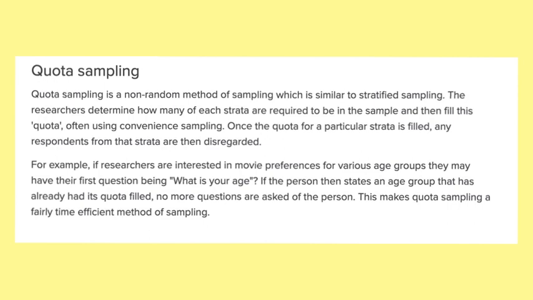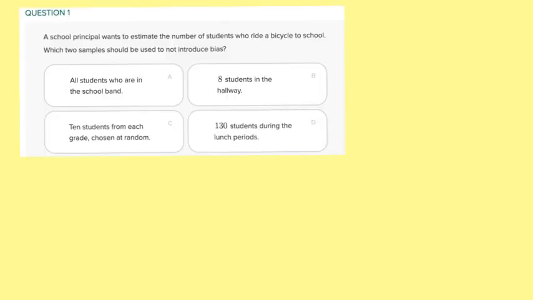disregarded. For example, if researchers are interested in movie preferences for various age groups, they may have their first question being, "What is your age?" If the person then states an age group that has already had its quota filled, no more questions are asked for the person. This makes quota sampling a fairly time-efficient method of sampling. Let's do a couple of questions.